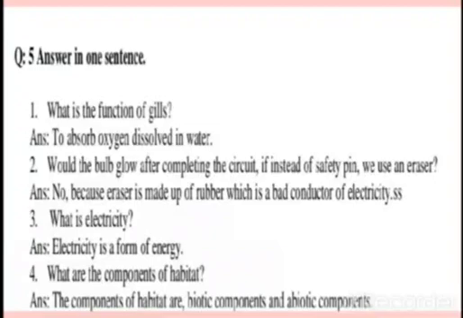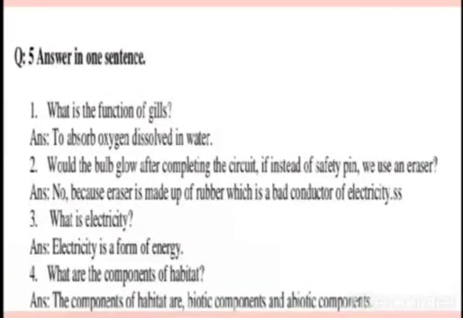Question number 2, would the bulb glow after completing the circuit if instead of a safety pin we use an eraser? And here one more thing, the safety pin is made up of iron, and iron is a conductor of electricity, and an eraser is an insulator of electricity. A conductor allows electric current to pass through it, and an insulator does not allow electric current to pass through it. So what will happen?